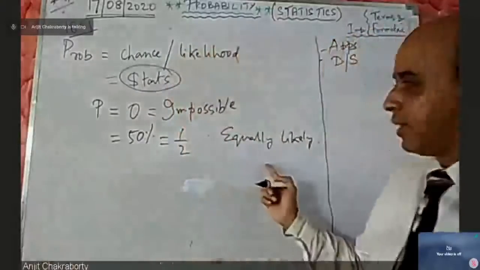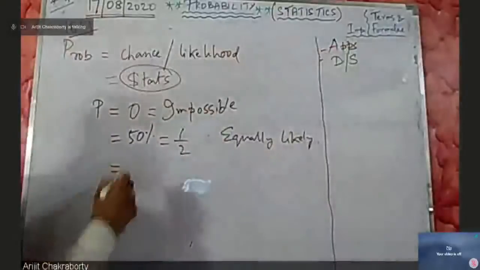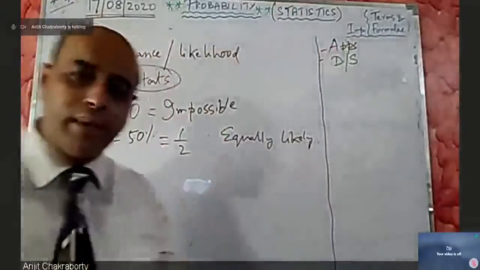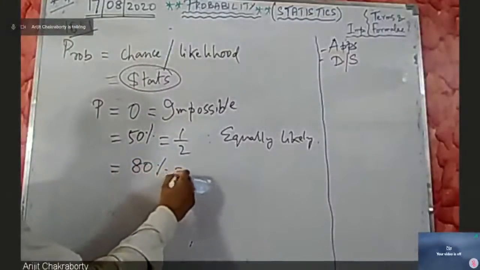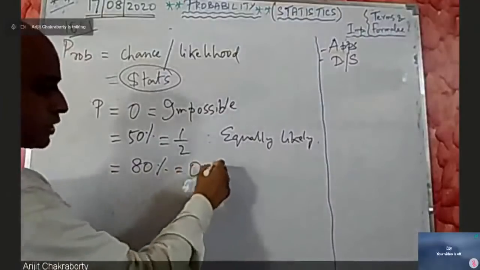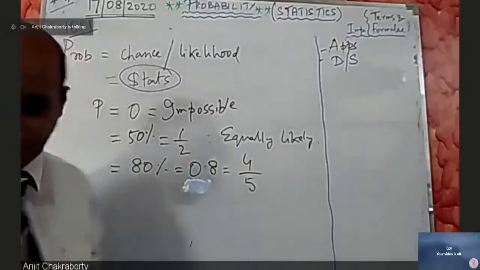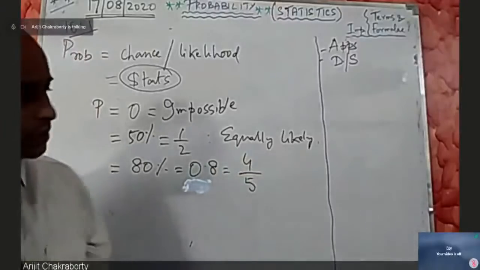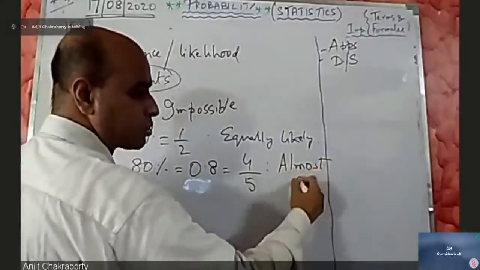50% preparation. If I say that the probability that I will pass the CA Foundation exam in November is 80%, 80% means it is 0.8, so it is 4/5. So I will call it almost certain.